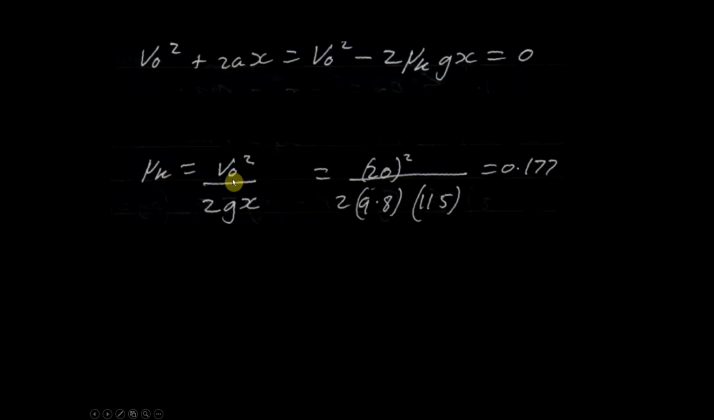So mu k equals Vi squared over 2gs, substituting in 20 meters per second, 9.8 meters per second squared times 115 meters gives us a unitless value, of course, for mu k of 0.177.